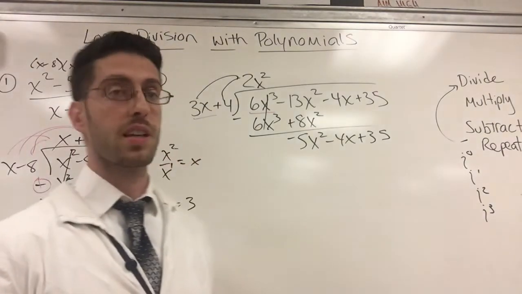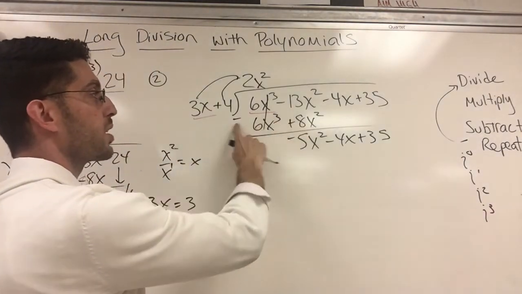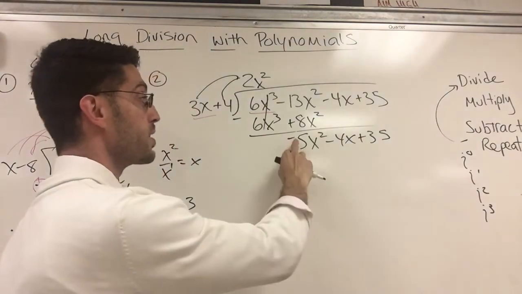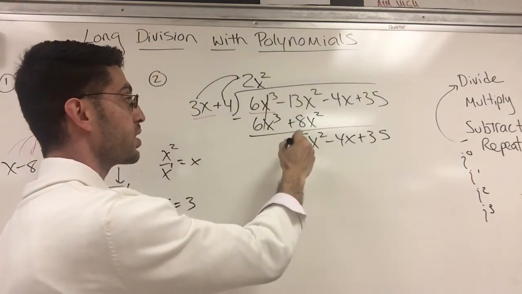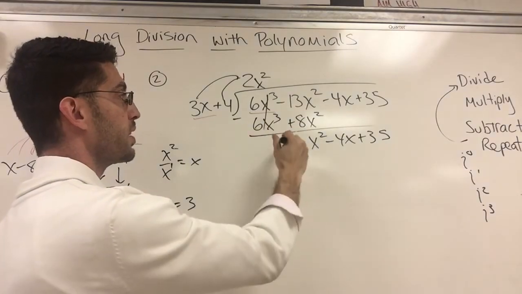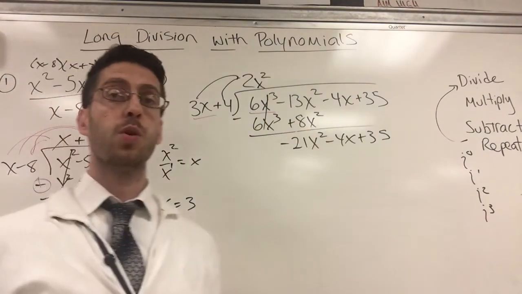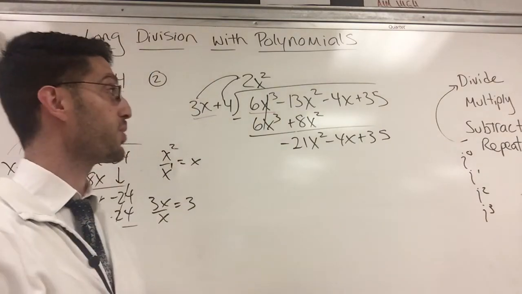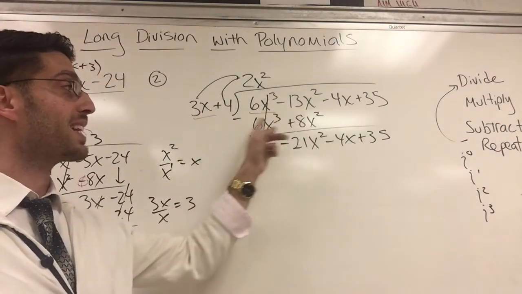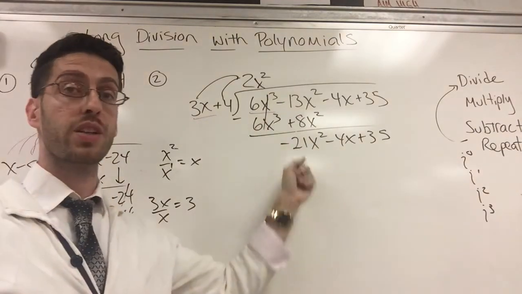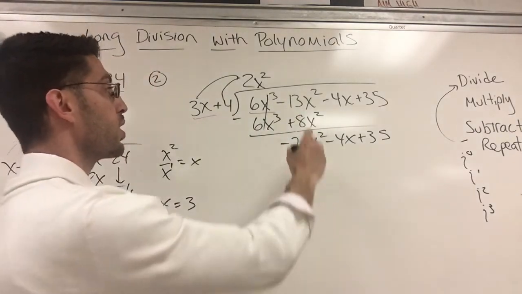Aha! I found my mistake. I hope you found it too. 13 minus 8. See, I told you you got to be careful with subtraction. Is not 5. It's actually negative 21. Negative 21. Got to be very careful. Negative 13 minus 8 is negative 21 because they're both negative. So you actually add the numbers. Ooh, close one. All right.